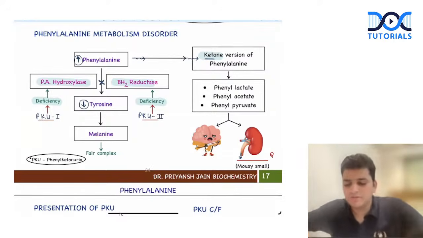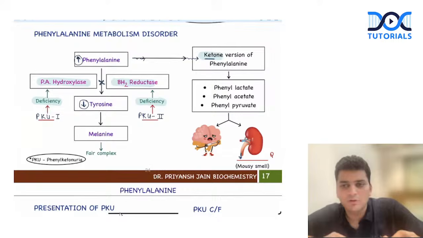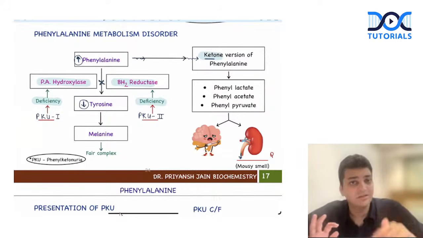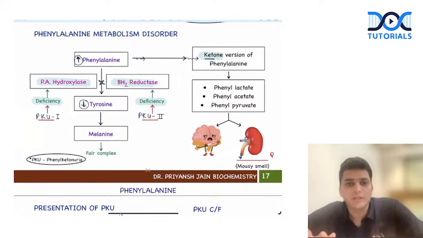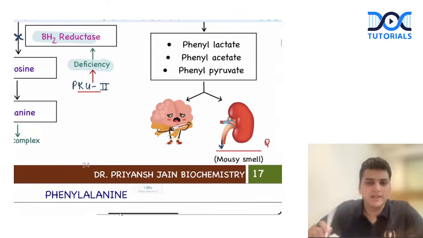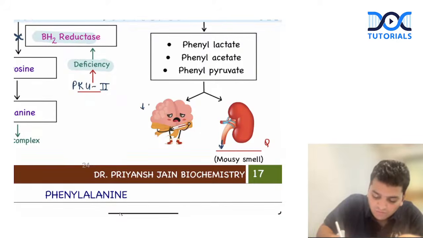So now you have understood why, if these enzymes are not there, it is not called phenylalaninemia or hyperphenylalaninemia. Because the phenylalanine is increasing, but it converts into its ketones, and they increase more and create the problem. So this is called phenylketonuria instead of phenylalaninemia. And what are the ketones we have? Phenyl lactate, phenyl acetate, phenyl pyruvate. These ketones are bad for the brain. So this child will have a decrease in IQ, and there is going to be damage to the neurons.